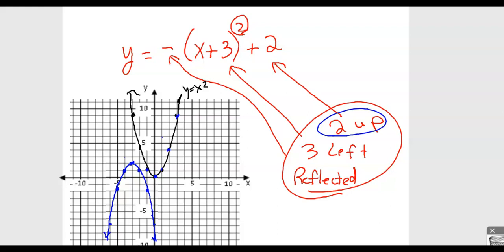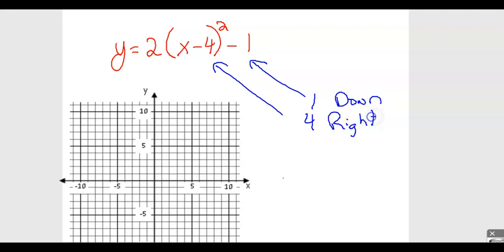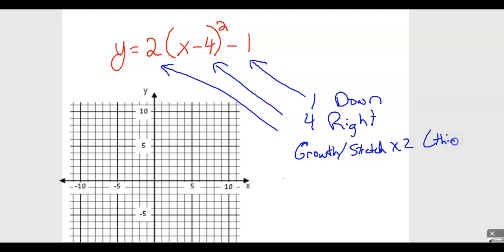All right, so what we're going to do next, notice this is a parabola again. So here we have 1 down. This is 4 to the right. And this is a growth factor of 2. Some books or websites call this a growth factor, or some call it a stretch by a factor of 2. So either way, we'll say growth or stretch times 2. So everything's being stretched 2 times. So this parabola is going to be a thinner parabola.